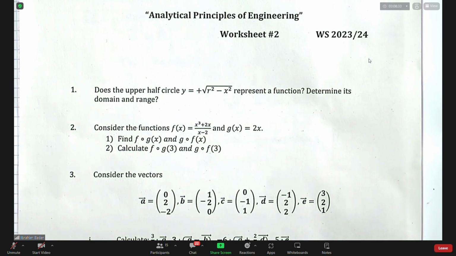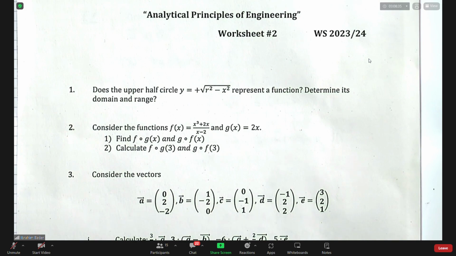Okay, so regarding this worksheet, as you see here, it's a mixture of two topics actually. One regarding the functions and in particular the operation that we introduced today, the composition function. And the other is some calculations with vectors. Actually, some of them we didn't do with vectors.